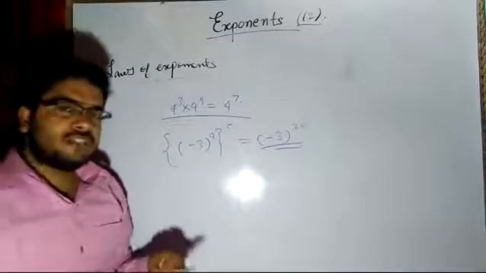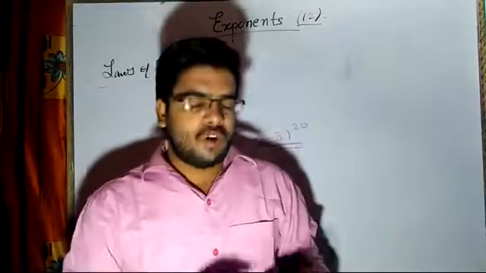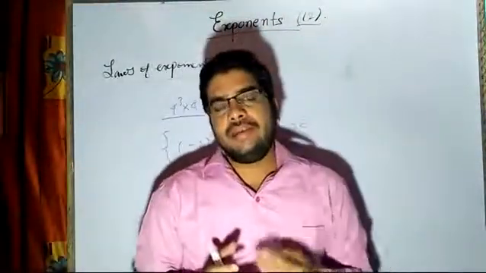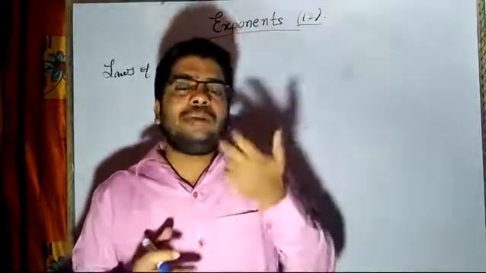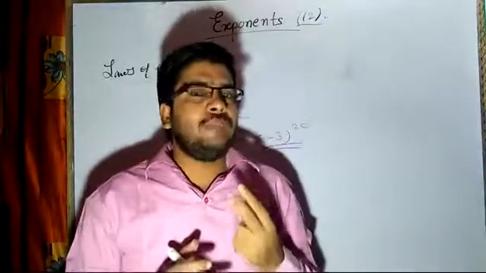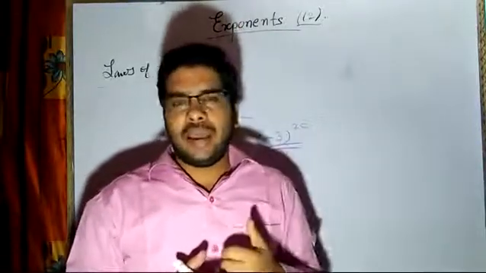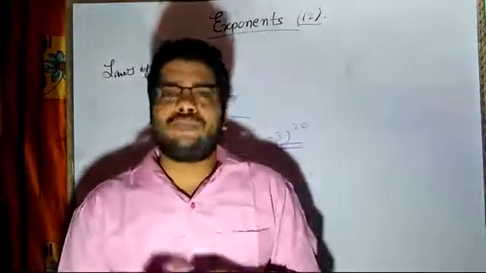Now the third exercise of this chapter is based on squares and cubes. Now what do you understand by square and what do you understand by cube? A number when multiplied by itself 2 times is said to be the square of the number, and when a number is multiplied 3 times by itself, then the number is called the cube of the number.